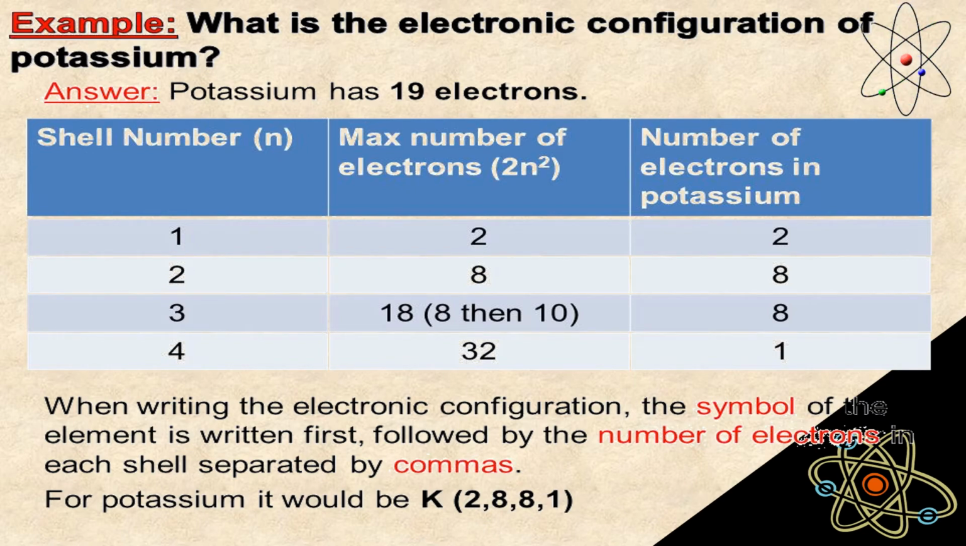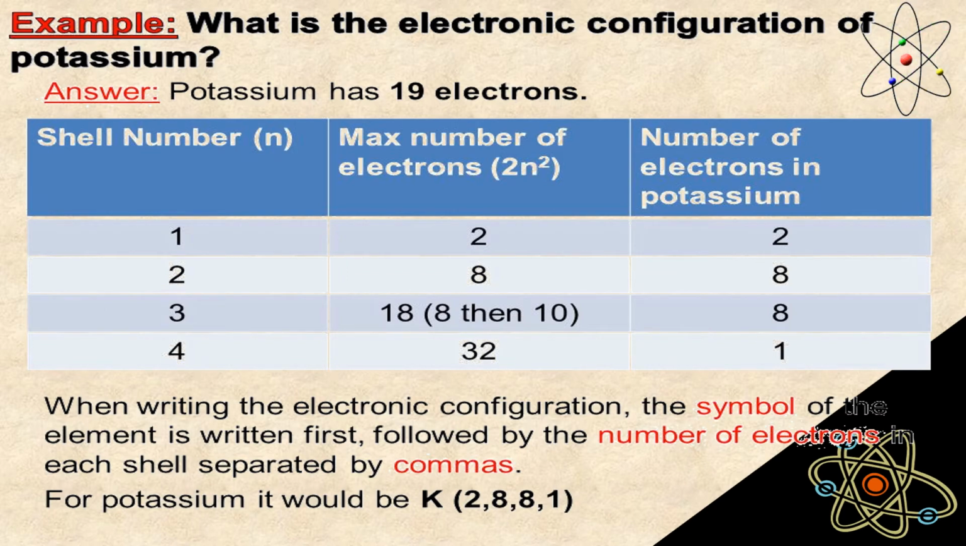Okay, there is nothing much you have to think about. First 2, then 8. It becomes 10. Then the third shell can accommodate 8, so you will write down 8. And the fourth one can accommodate 1, so you write down 1. Okay, it can accommodate 32, but we have only one left, so we will write 1 there.